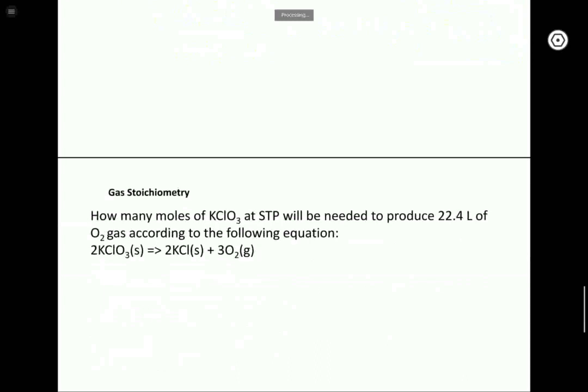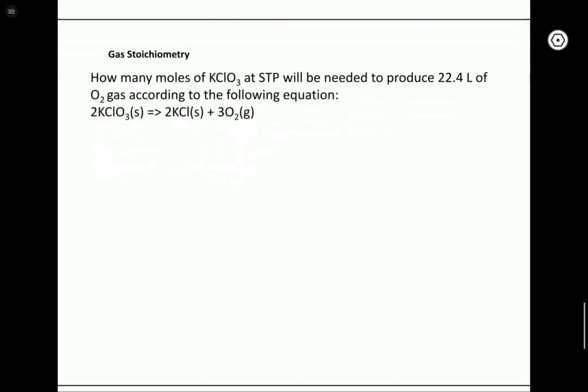Alright, so here we had another gas stoichiometry problem. I think this one was another one that we had a little bit of trouble with and was requested specifically that I go over it. So here we're looking for how many moles of KClO3 at STP will be needed to produce 22.4 liters of O2 gas according to the following equation. So we have two KClO3s decomposing to make KCl and 3 O2s.